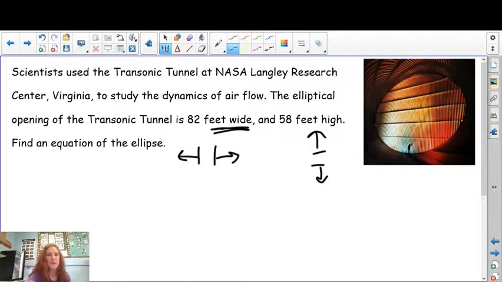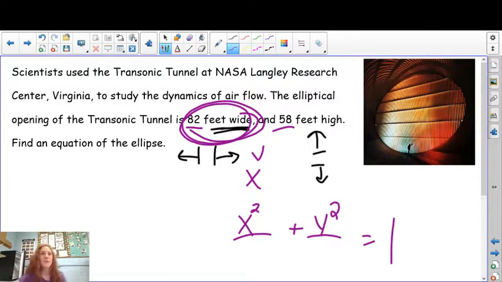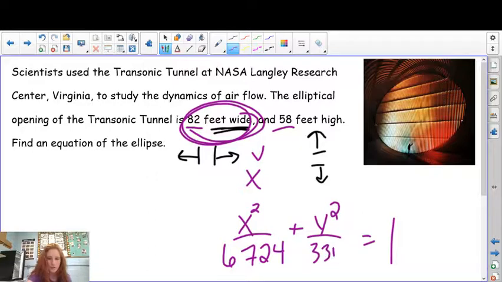So which one is bigger, 82 or 58? Good, the 82. So this is going to be my vertex, which will be on the x-axis. So I have x squared plus y squared equals 1. And 82 squared, whew, it's a really large number, I know that. 6,724. And then I need to take my 58 squared, which is 3,364.